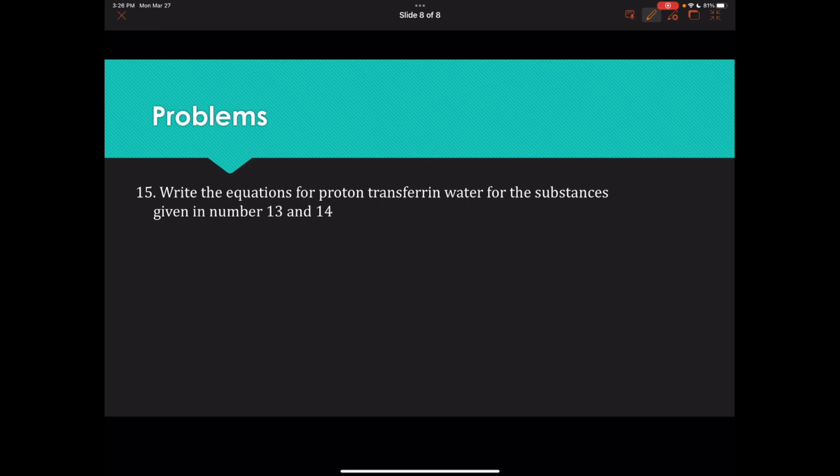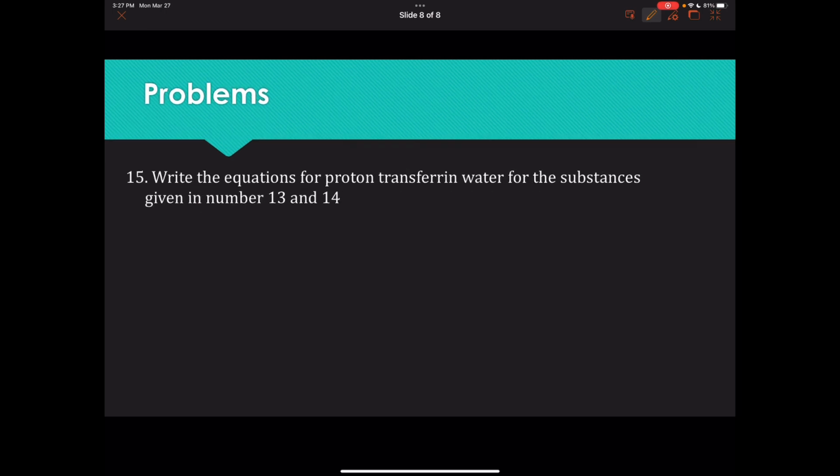So we mentioned earlier that we need to be able to write proton transfer equations. So that's showing what happens when we put our particular acid or base into water and having it form its conjugate acid or conjugate base. So we're going back to problem 14.